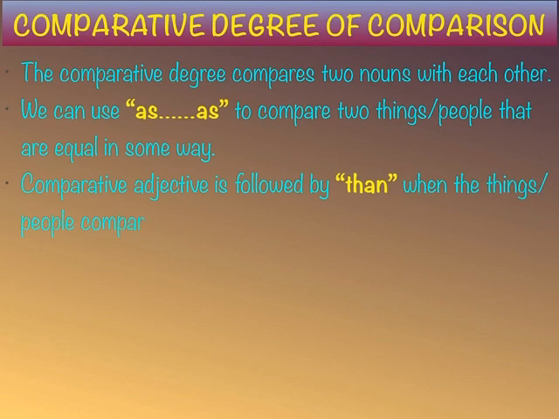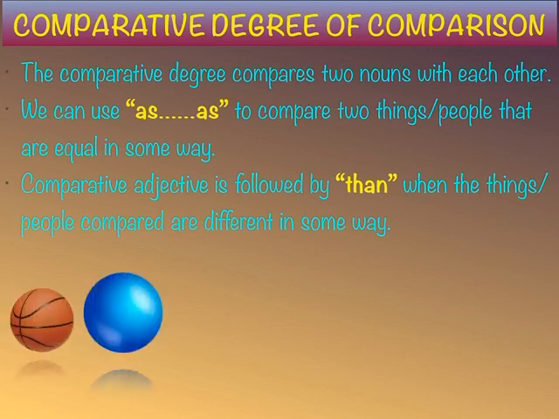Comparative adjective is followed by than when the things or people compared are different in some way. So a comparative adjective is always followed by than when the things or people are different in some way. For example, if I say Peter is taller than Abdul, here Peter and Abdul, their heights are being compared, but Peter is taller than Abdul. So we have to use the word than after the adjective taller.